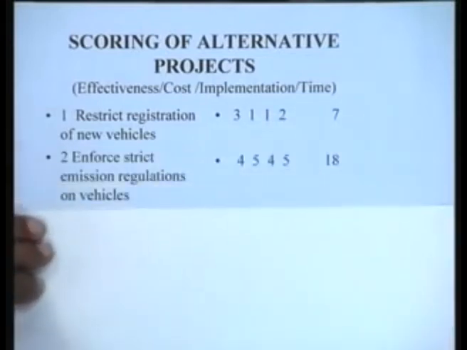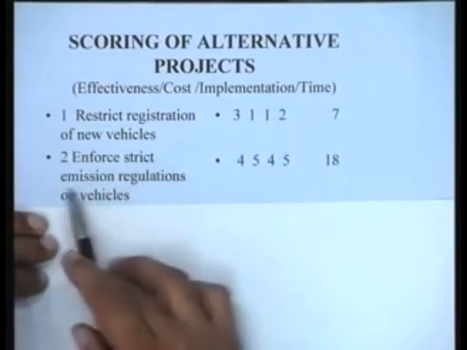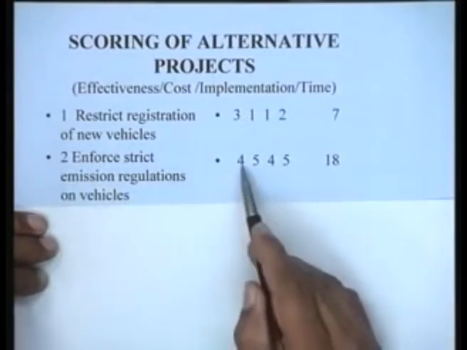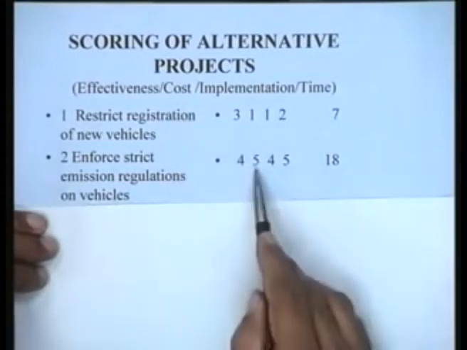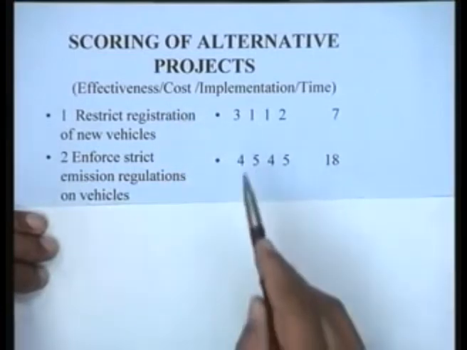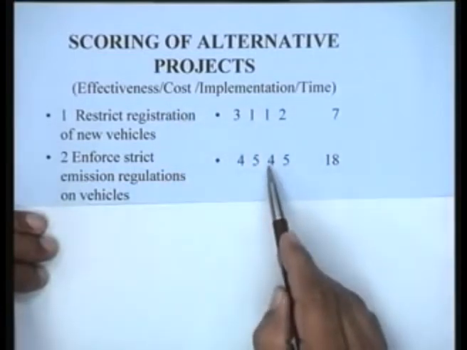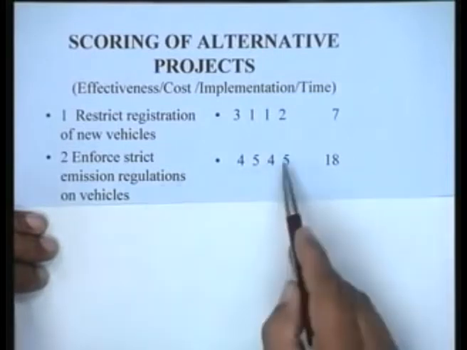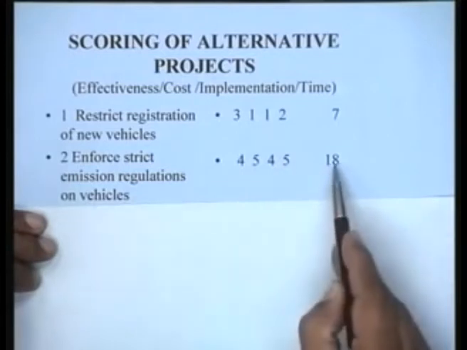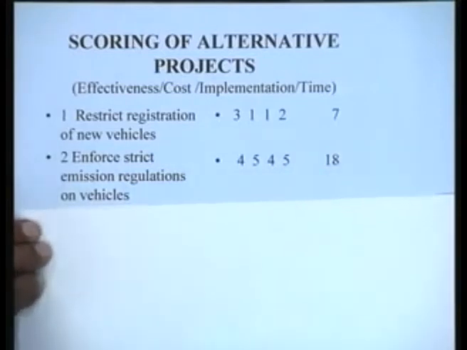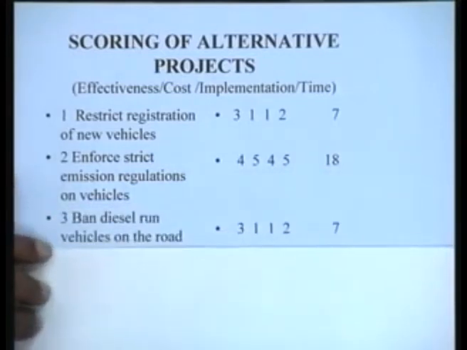Similarly, we evaluate all the projects. Enforce strict emission regulations. We feel that this is very effective. Its cost is low, so we have given a high mark here, 5. And its implementation is also relatively easy, 4. And in small time you can implement this, so this is 5. So this gets a score of 18. Similarly, ban diesel run vehicles on the road.